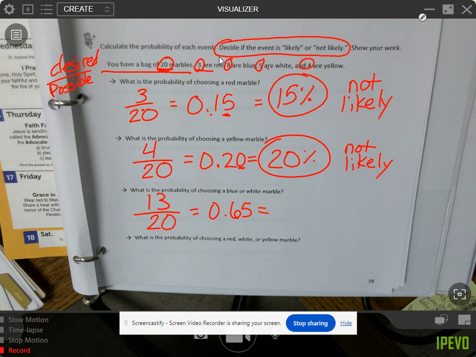0.65, which is what percentage? 65%. Is that likely or not likely? Likely. It is over 50%, so it is likely to happen.